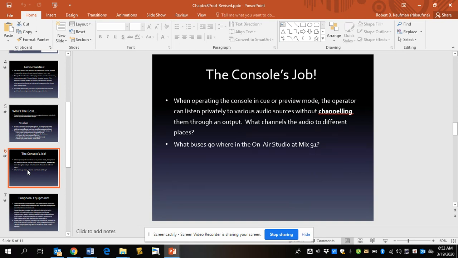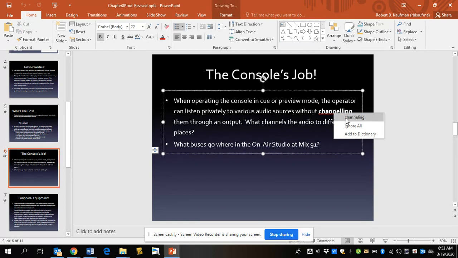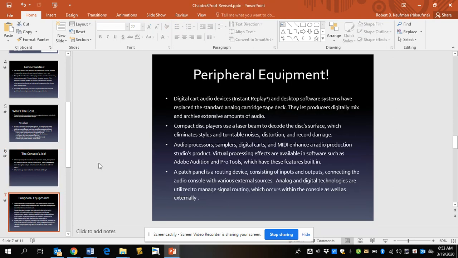You can operate the console in cue or preview mode. That is when you can privately listen to audio sources without channeling them through the output. In other words, if you are pushing down on the Q button, it is not going to go out over the air. It is only going to go through your Q speaker. It is a way for you to listen to sound in the board off the air. Okay? And don't worry about where the buses go here at Mix 91.